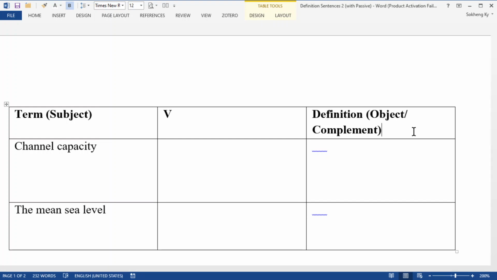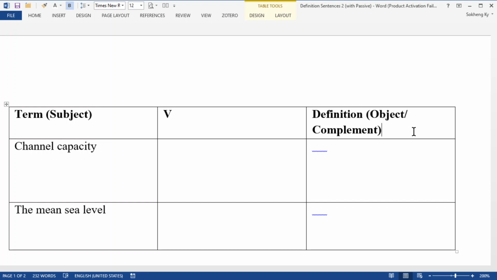Last week we learned how to identify definition sentences, because in our subject, just like any other subject, we need to learn the key terms. As I told you, when we learn any subject, we have to learn the key terms using that subject. And now it is also important that we know how to write a definition sentence.